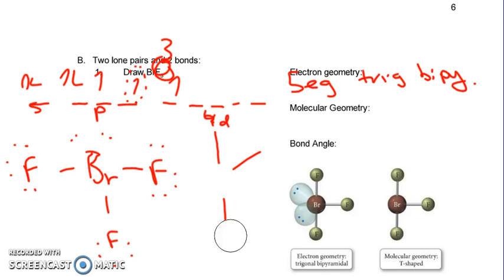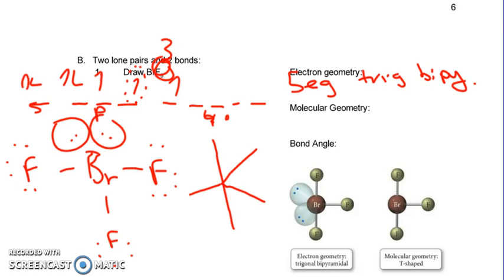Let's try this again. There we go. And now how many am I going to erase? Well, I have 2 lone pairs, don't I? 1 lone pair, 2 lone pairs. It's consistent. So I'm going to take away these. Okay. And that's going to be my general shape.